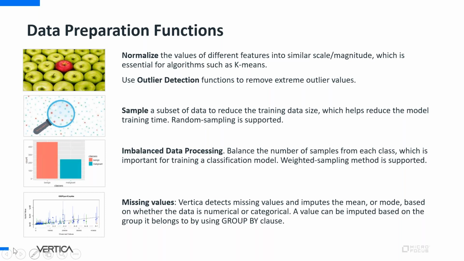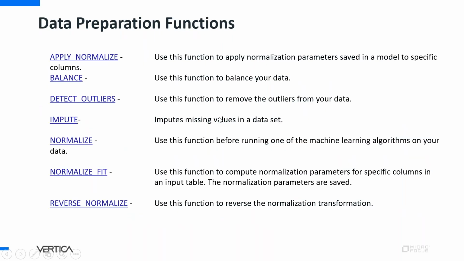What we are trying to showcase here is that whatever data preparation things like normalization, outlier detection, sampling, imbalanced data processing, or handling missing values, Vertica provides inbuilt functions. For example, you say select apply_normalize, and you pass the table name and column name. So it will give you apply_normalize, balance, detect_outliers. These are all inbuilt functions in Vertica.